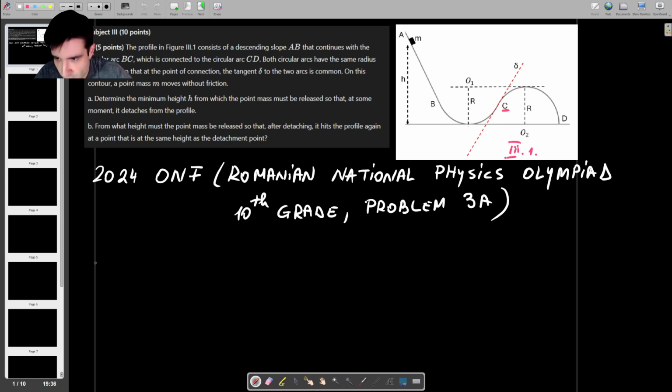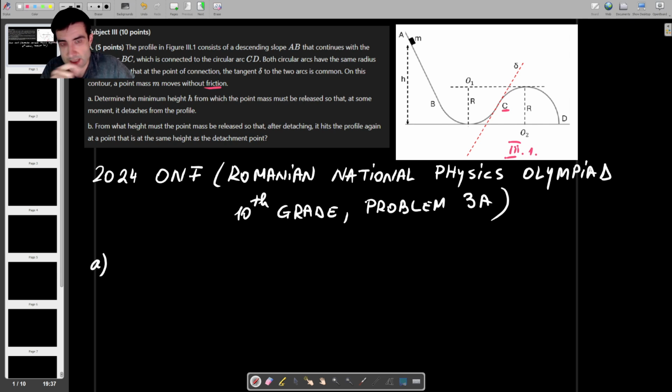So for part A, we have to find the minimum height from which the point mass must be released so that at some moment it detaches from the profile. Let's try to understand why this detaches from the profile at all. The object is at a certain height. There's no friction anywhere in this problem. We're told that this is an important thing to know.